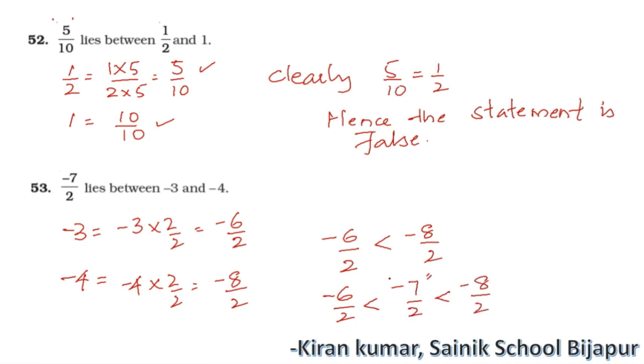This particular number is between minus 3 and minus 4. This is minus 3 and this one is minus 4. So the statement here is a true statement.